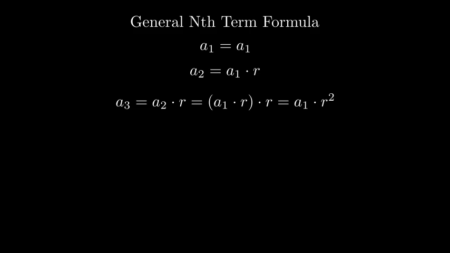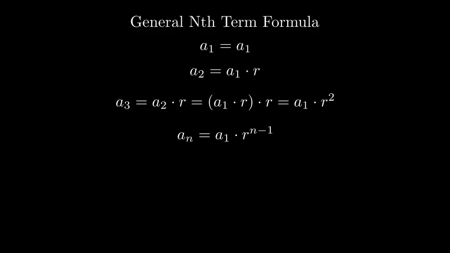The logic is similar. We start with the first term, a sub 1. A sub 1 is our starting point. The second term, a sub 2, is the first term times 1 common ratio. The third term, a sub 3, is the second term times r, which is the same as the first term times r squared. The pattern here is that the power of the ratio is always 1 less than the term number. This leads to our general formula. The nth term, a sub n, is equal to the first term, a sub 1, multiplied by the common ratio r raised to the power of n minus 1.